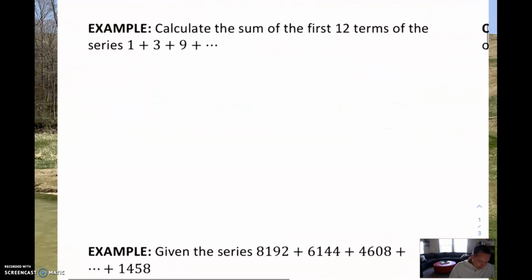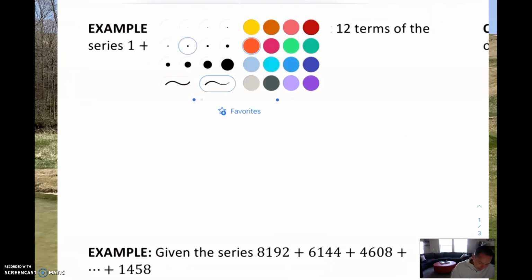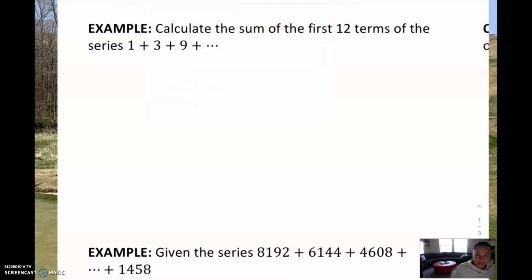All right, let's move to the first example, where it says to calculate the sum of the first 12 terms of this series. So if we look at 1, then 3, then 9, it's not arithmetic because it's going up by 2, then 6, and so on. It's geometric because it is multiplying by 3 each time.